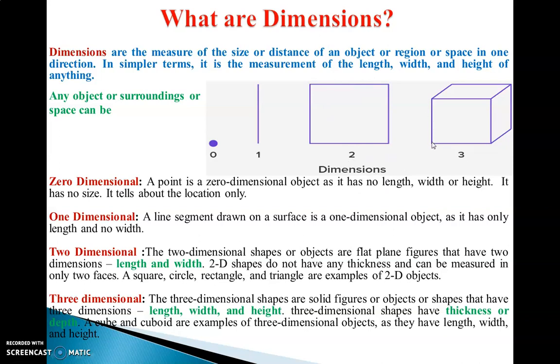And 3 dimensional is having length, width and height. Okay, that is 3 dimensional. Okay, example your cube and cuboid. Okay, cube is where your length, height and width are of equal measurement, and cuboid is what? Unequal measurement, when your length, width and height are unequal.